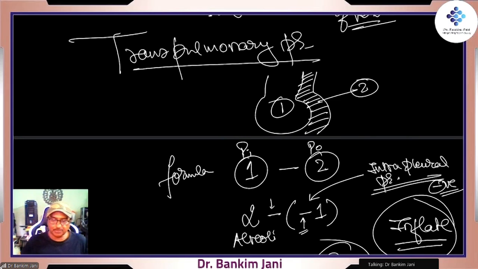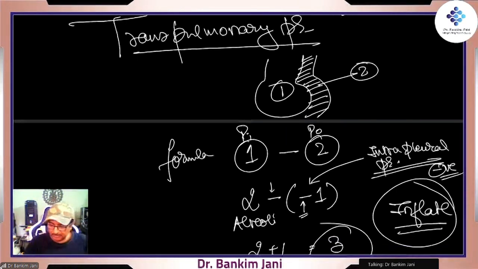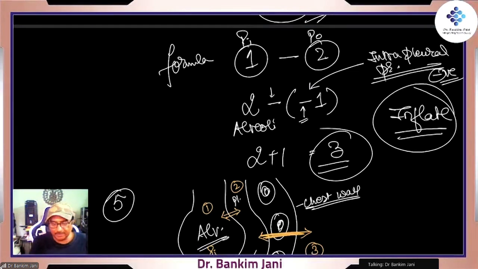Then comes the transpulmonary pressure. When we talked about 1 minus 2, let's say the pressure in the alveoli is 2 and this is minus. That's the point which you have to really understand. This is the minus pressure. So when it is the negative pressure, the total will always be plus, right? Total will always be plus.